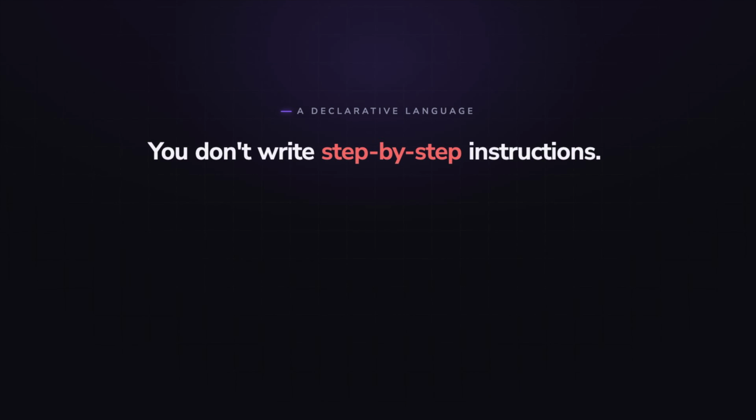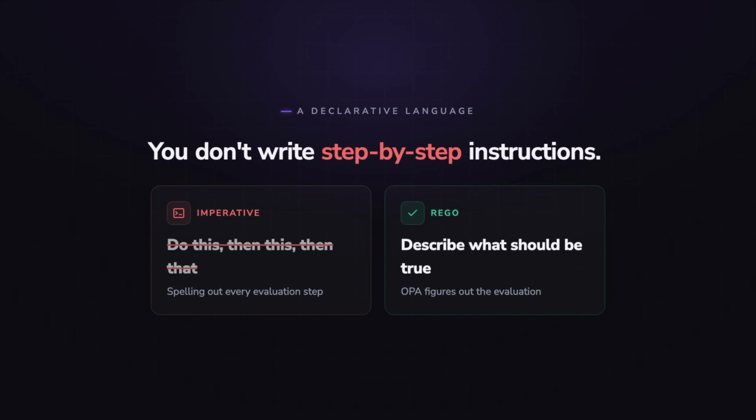And Rego is actually a declarative language. You're not writing step-by-step instructions. You describe what should be true, and OPA figures out the evaluation. The feeling is similar to SQL or JQ. So let's go through the building blocks.